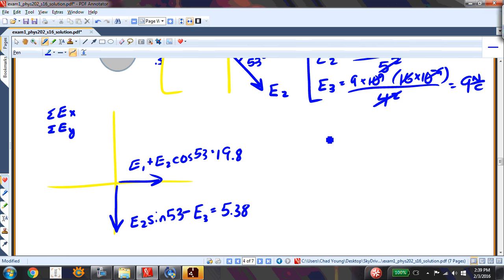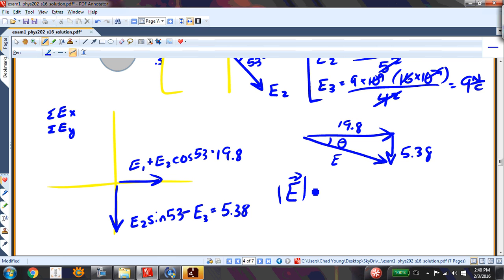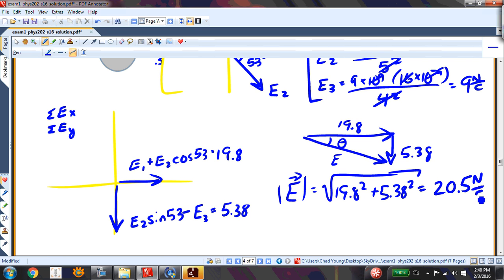So now I have two vectors, 19.8 and 5.38, and I want to know what is the resultant vector, and I want to know this angle, I'll call it theta, and the length of this electric field. So the magnitude of my electric field is going to be the square root of 19.8 squared plus 5.38 squared, and that's equal to 20.5 newtons per coulomb.